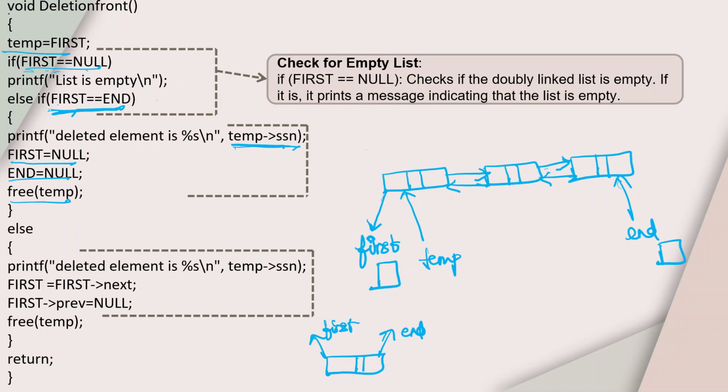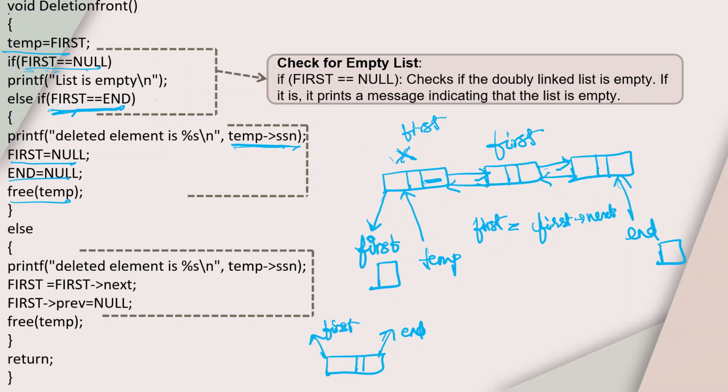Otherwise, see, deleting from the front. So what will happen is, this node I'm trying to delete. If I delete this, this no longer will be the first. This has to become the new first. But how do you make that the new first? See, previously, before deleting, first of next was containing the information of the second node, right? First of next, wherever it was pointing to, make that the new first.